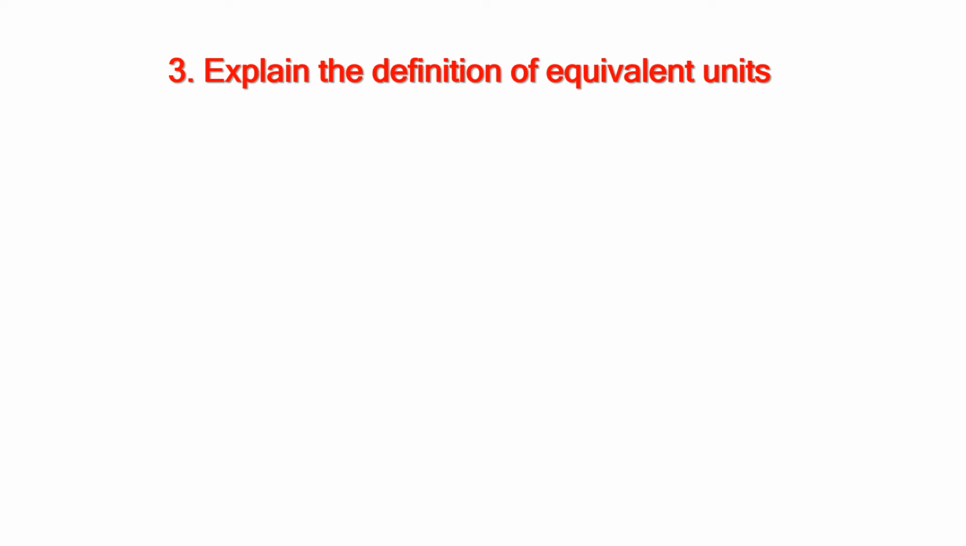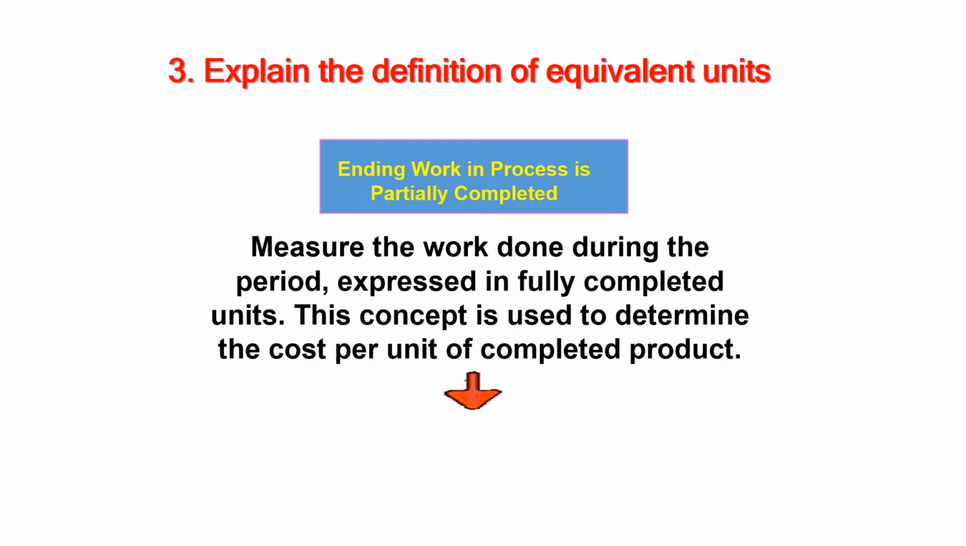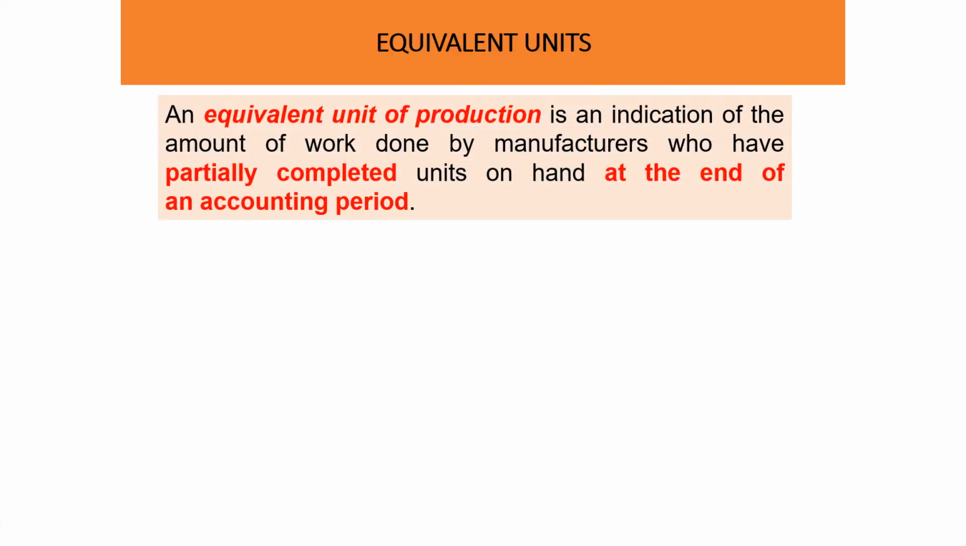Explain the definition of equivalent units. Ending work is partially completed in the process. Measure the work done during the period, expressed in fully completed units. This concept is used to determine the cost per unit of completed product. An equivalent unit of production is an indication of the amount of work done by manufacturers who have partially completed units on hand at the end of an accounting period.